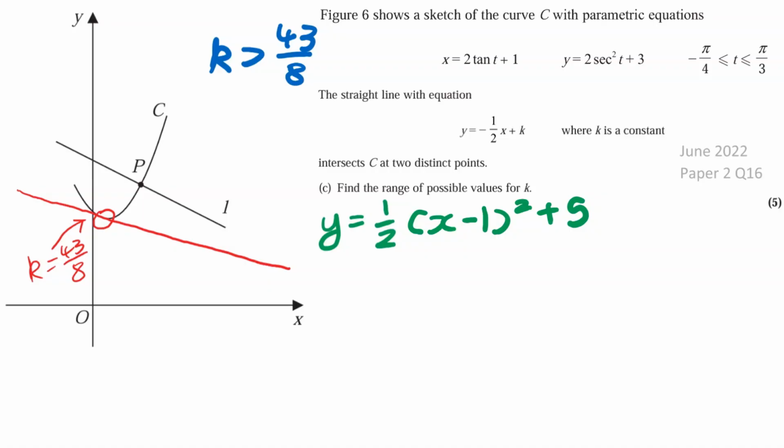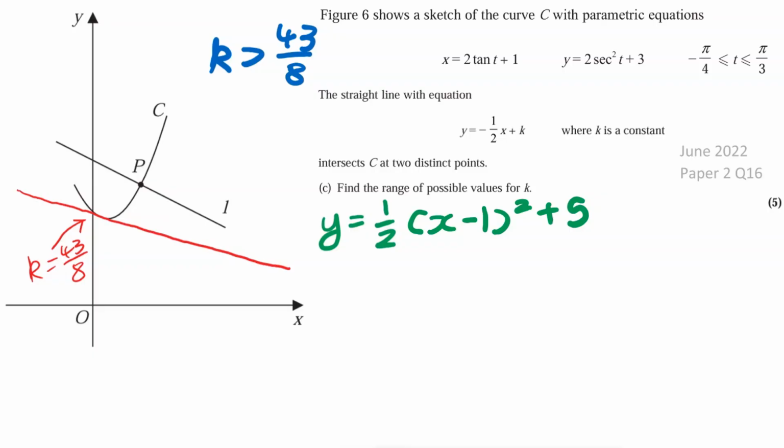So this is why it is not k is bigger than or equal to 43 over 8, because when it's equal to 43 over 8 there is only 1 point of intersection. However, anything bigger than 43 over 8, so for example if you draw it like this, there are 2 points of intersection, so that's where this inequality comes from. Now, normally this would be the final answer if this was a normal curve.